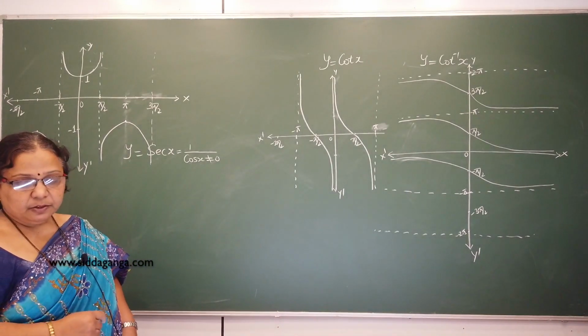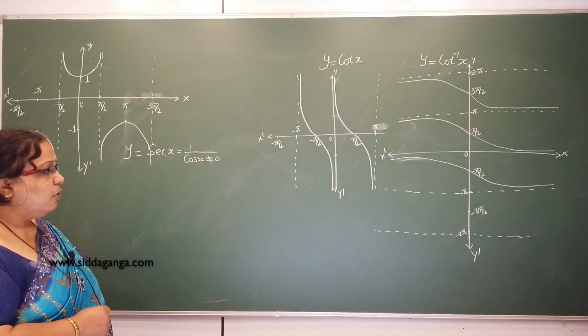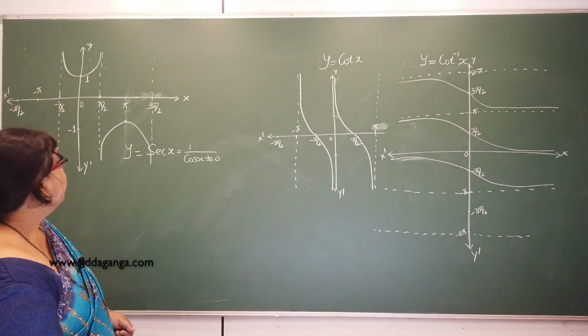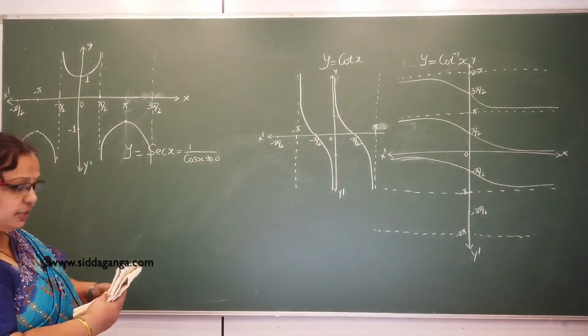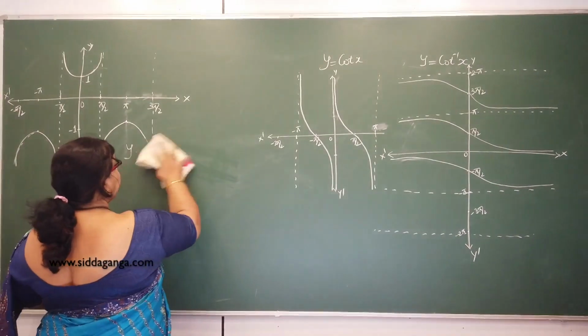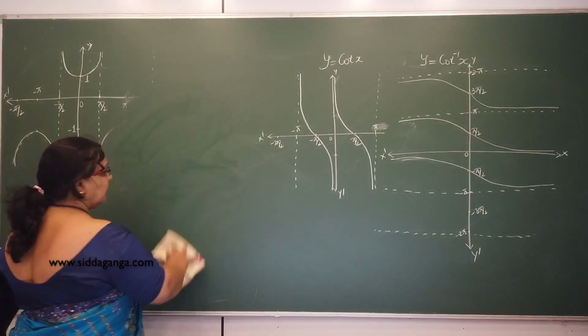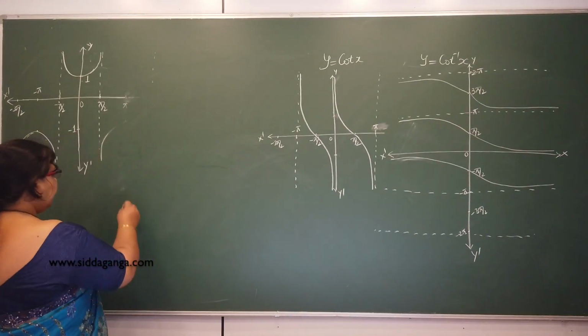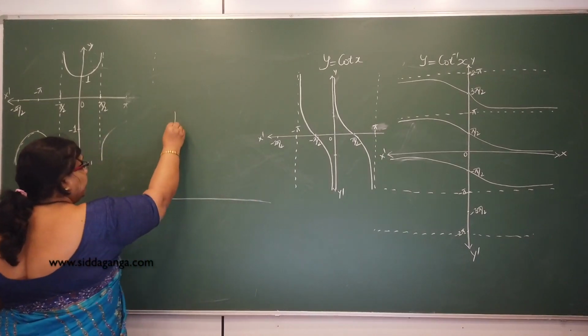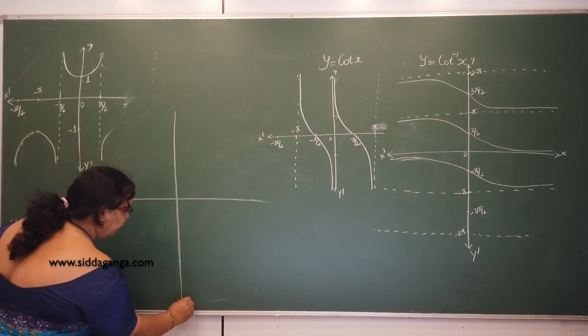Now we have to draw the graph of the function y equal to secant inverse x. Y equal to secant x, the secant inverse function, we have to draw the graph like that. To draw the graph, take a little more on the y axis, then you will understand easily.